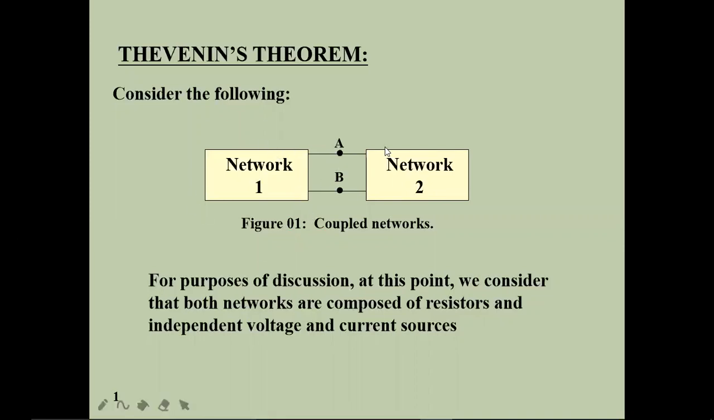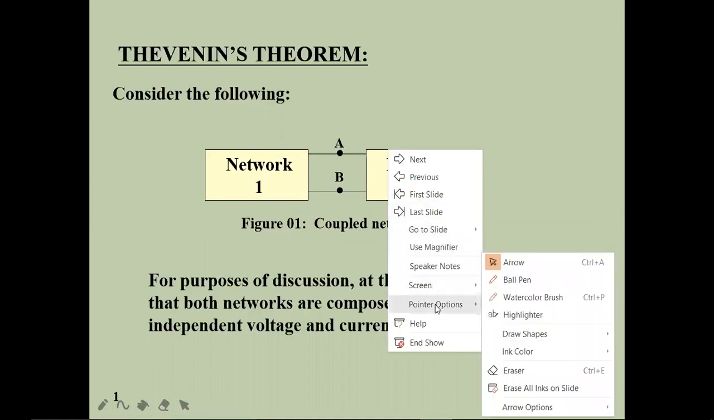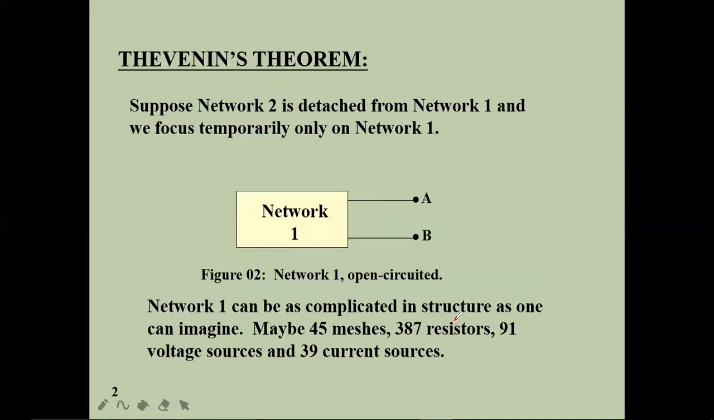So in this network 1 and network 2, we have resistors, R1, R2, R3, different values of resistors in network 1 and network 2. That is the meaning of a coupled network. Suppose network 2 is detached from network 1 and we focus temporarily only on network 1. Here network 2 is nothing but a load. Then network 1 is an open circuit.